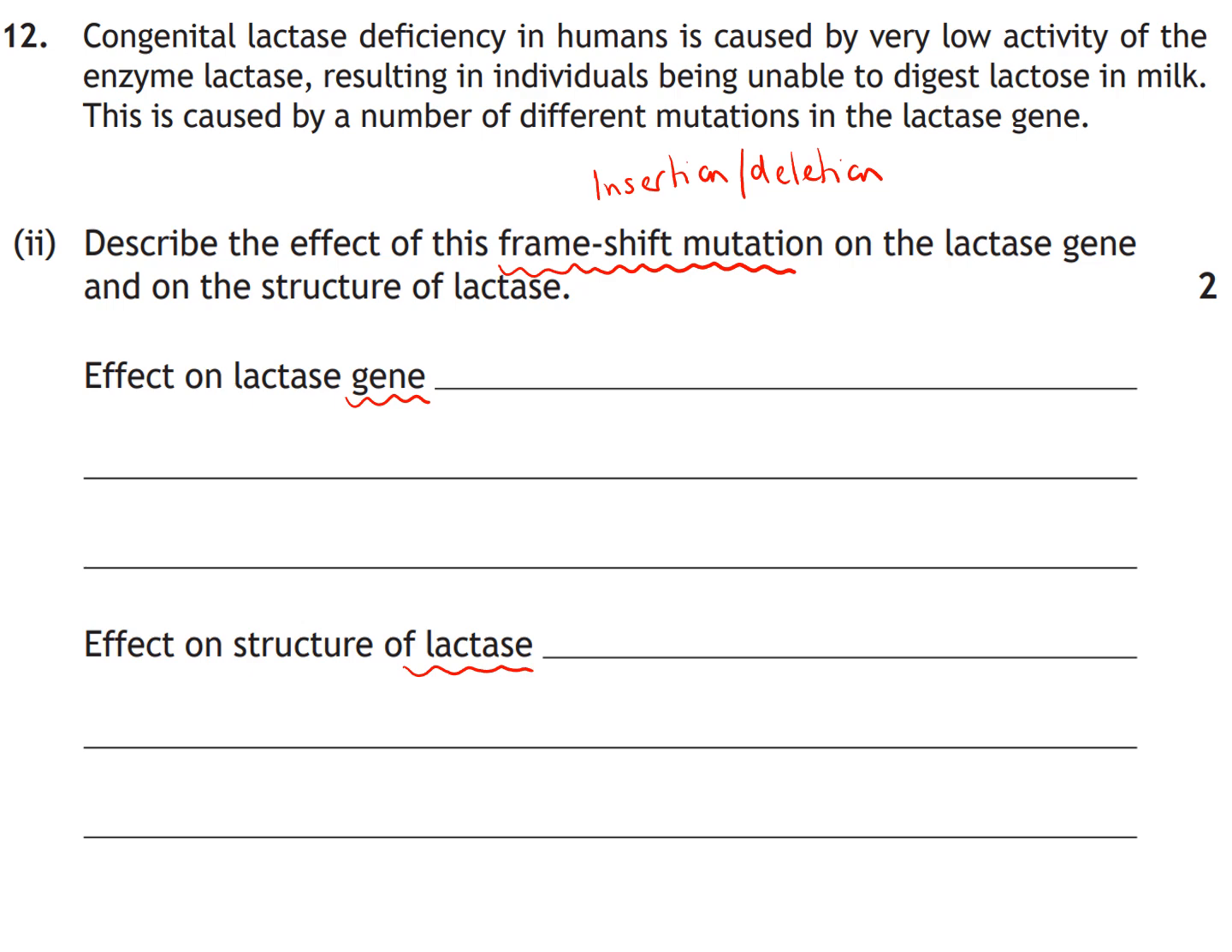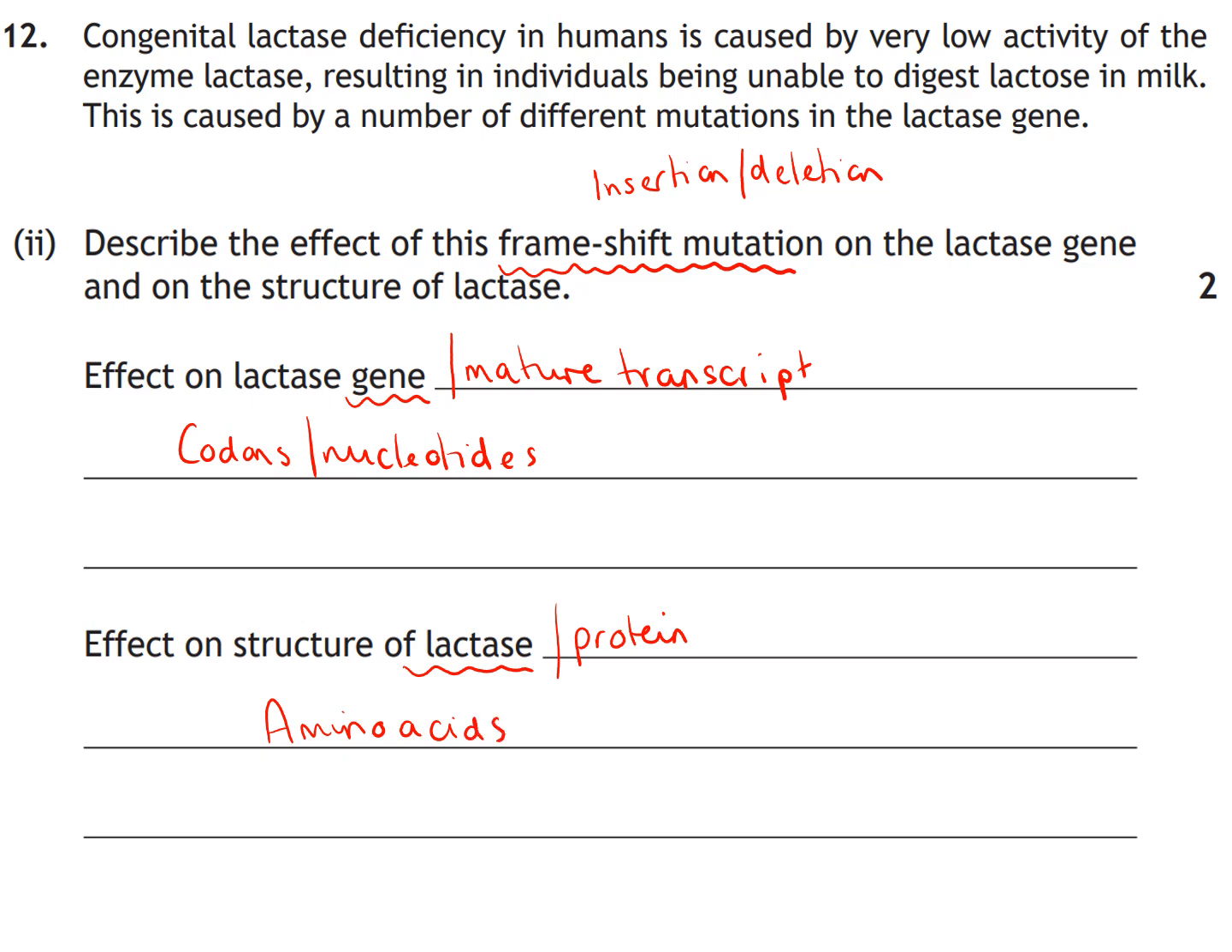So sometimes the SQA wording is going to be slightly different here. You could be asked about the effect on the gene. Sometimes it will say on the mature transcript. That is exactly the same way that we would approach answering it. We're still talking about our codons and we're still talking about our nucleotides. And instead of asking about the effect on the protein itself, we've just been asked about the structure of lactase. That is the exact same thing as asking about the effect on the protein because lactase is a protein. So again, we're thinking about our amino acids for effect on the protein.